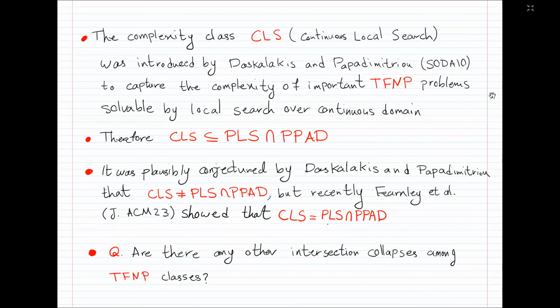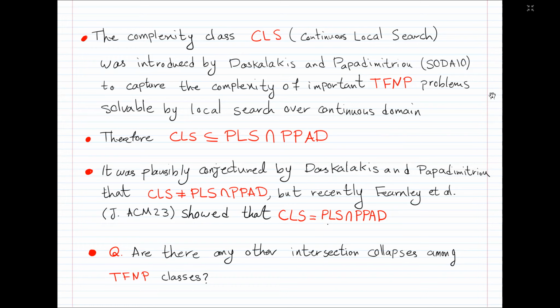The complexity class CLS, which stands for continuous local search, was introduced by Daskalakis and Papadimitriou to capture the complexity of important TFNP problems solvable by local search over continuous domains. Therefore, the complexity class CLS is contained in the intersection of the TFNP classes PLS and PPAD.